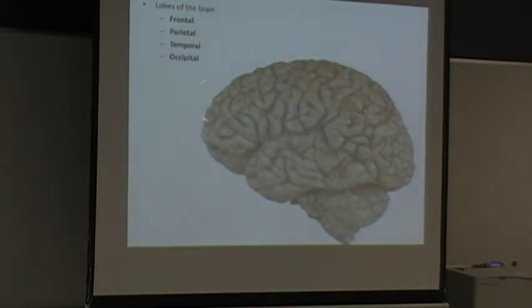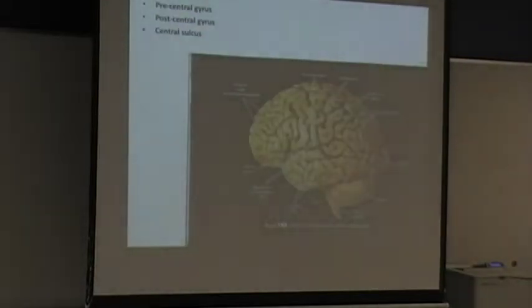So frontal, in the front, parietal, one on each side, and then temporal by the ear, and occipital lobe on the back side. So same areas that the skull would be around.